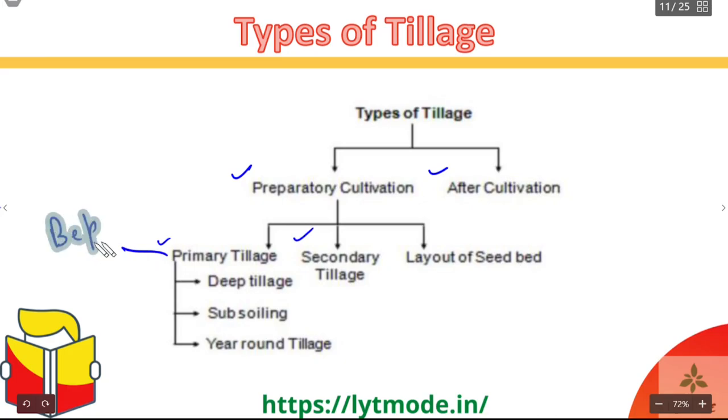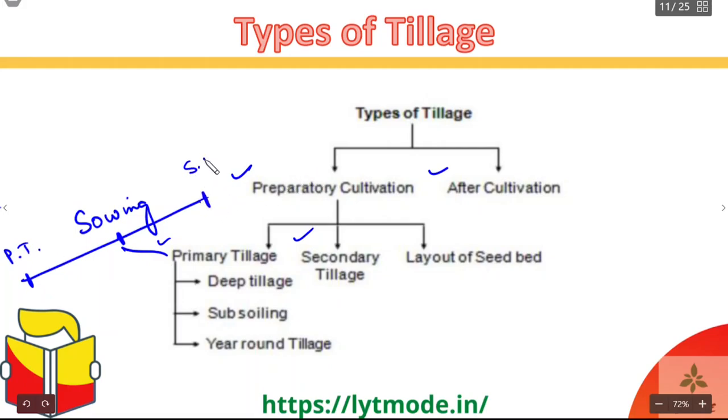So there is sowing, and sowing is always, if this is the timeline over here, it is sowing, then sowing is always preceded by the primary tillage, or the PT, and then post sowing is what you do, secondary tillage or the ST. So the secondary tillage is basically done after the crop has already been sown in the field. Primary tillage is again of three types, which is deep tillage, subsoiling, and year-round tillage.